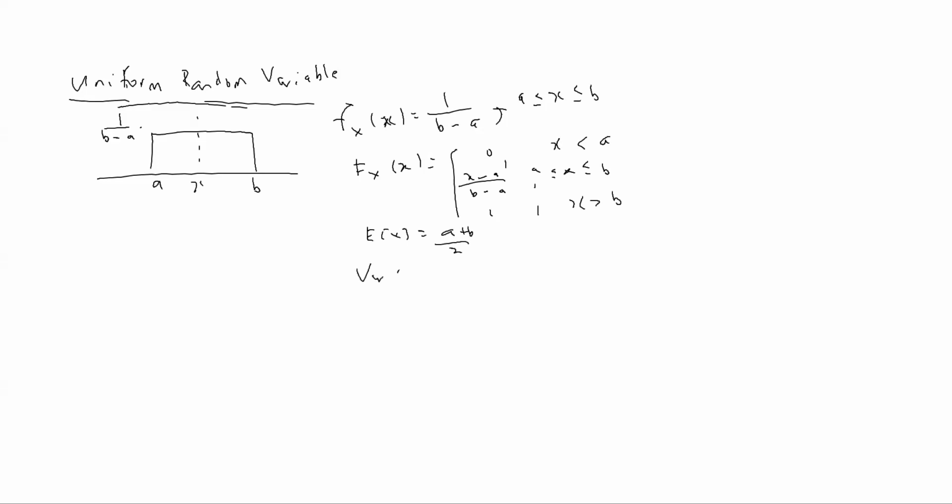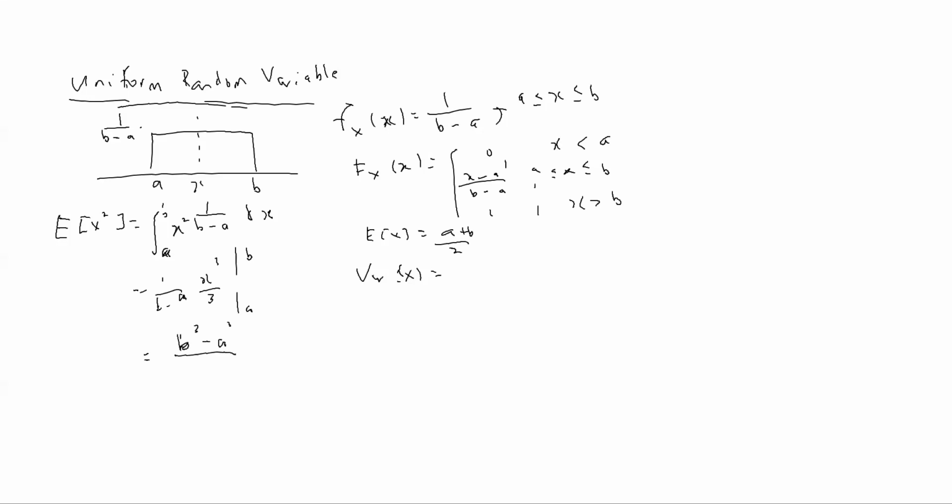And what's the variance of X? This is the interesting part. Because for this one, we have to find E of X squared. So this formula is given to you. So E of X squared is equal to the integration of X squared times 1 over B minus A from A to B dx. So that gives us 1 over B minus A times X cubed divided by 3 from A to B, which gives us B cubed minus A cubed divided by B minus A.